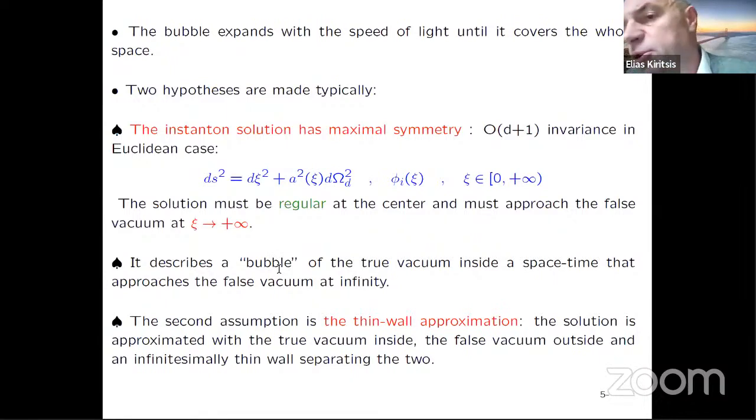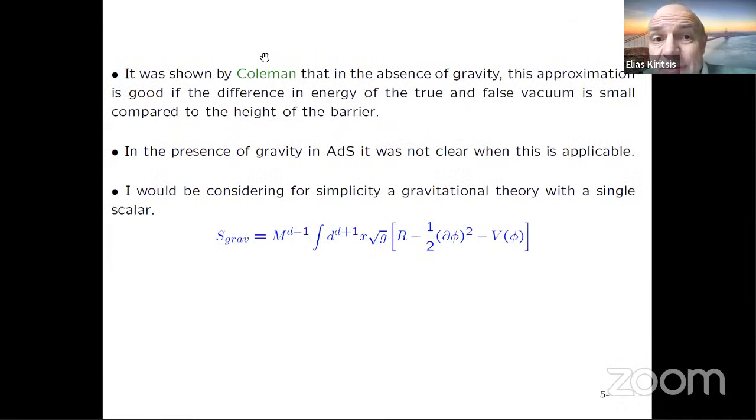And the second assumption, which is there, of course, in order to be able to do calculations, is the thin wall approximation, that you can approximate the solution with true vacuum inside, false vacuum outside, and an infinitesimally thin wall separating the two. It was shown already by Coleman that in the absence of gravity, this approximation is good if the difference in energy of the true and the false vacuum is small compared to the height of the barrier. However, it's not clear when you are in AdS that this is applicable, and we shall see this in more detail. Now, I will be using a simple theory to study this. This theory will contain gravity and a single scalar with a potential, but what I'm going to tell you generalizes to the case where you have many other scalars.